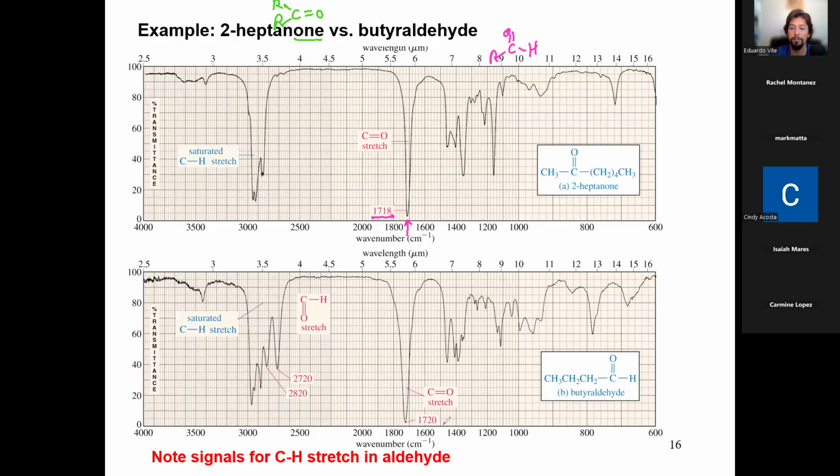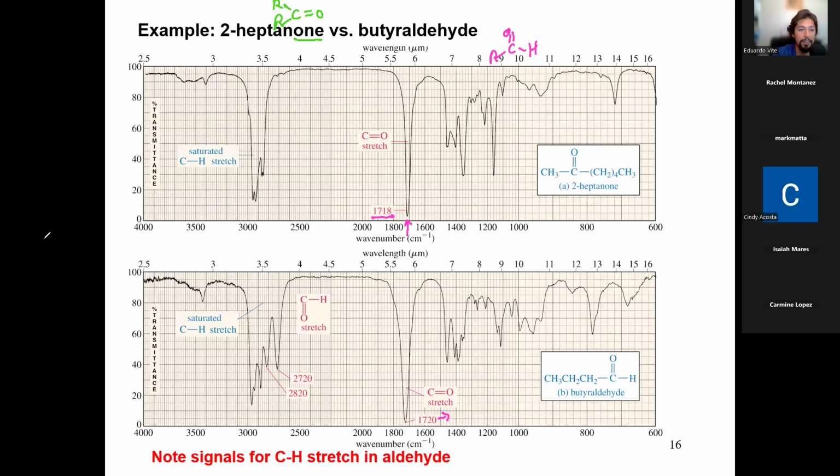Well, let's take a look at the bottom. You see once again, at 1720, very strong signal. Maybe not as sharp, but I would still say strong for sure. Sharpish, not really sharp, but definitely strong. It's almost touching the x-axis. So it's a carbonyl, but how do we know if it's a ketone or an aldehyde?